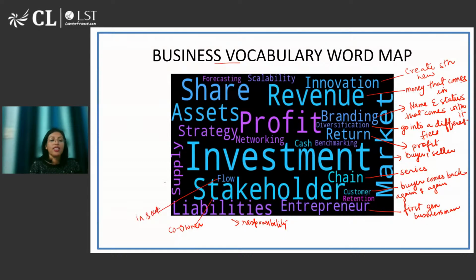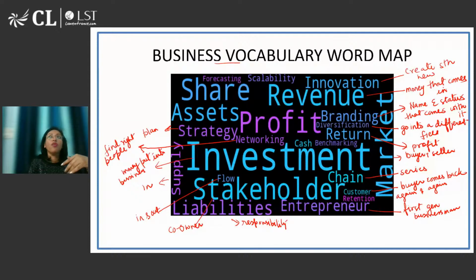Money, that is things that come in and out, that is flow. So I'll just write that. Supply, goods that come in. Investment is money put into business. That's investment. Money that you put into business. Strategy, of course, is a plan. Networking is finding the right people for the right thing, right? That's networking. Or building a group of people so that at any point of time when you need them, you can use them.